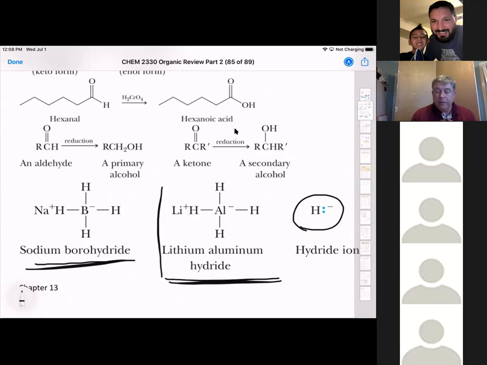And remember, we use lithium aluminum hydride further on because it's required to reduce down esters. So we can use sodium borohydride selectively for aldehydes and ketones, but if we go to esters, we have to use the lithium aluminum hydride. Okay?